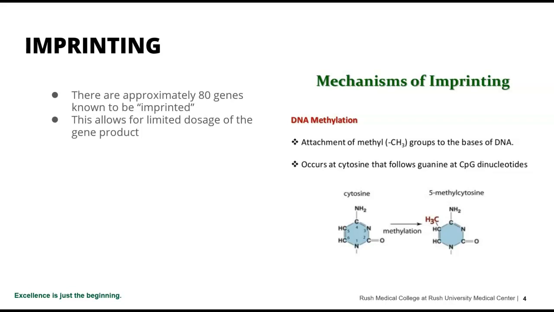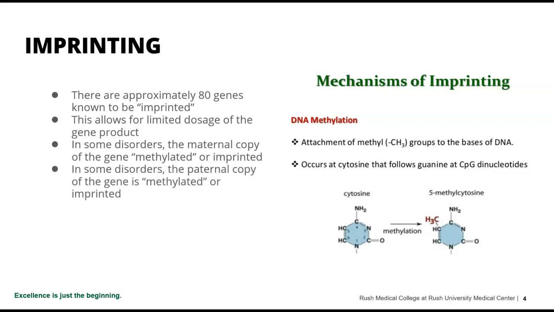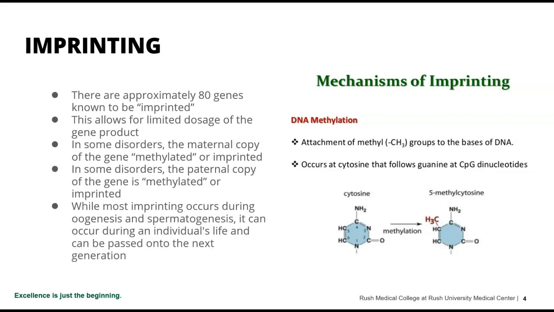This allows limited dosage of the gene product. In most cases, we have two copies of our gene, one from mom, one from dad, and both make the product. But there are certain genes where you can only have a certain amount of protein or product, and so either the maternal copy is on or the paternal copy is on. In some disorders, the maternal copy of the gene is methylated or imprinted or turned off. In other disorders, only the father's copy of the gene is methylated or imprinted.